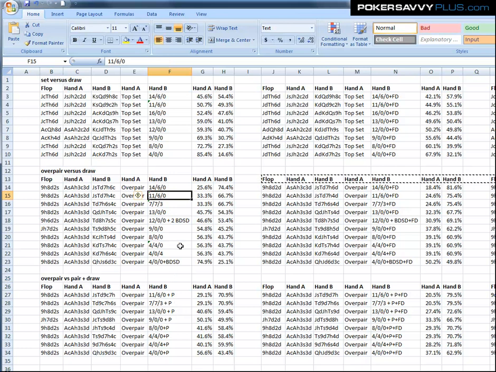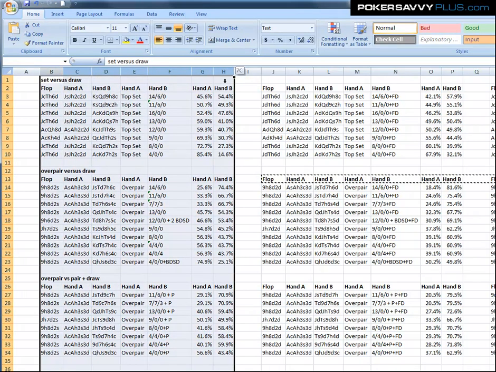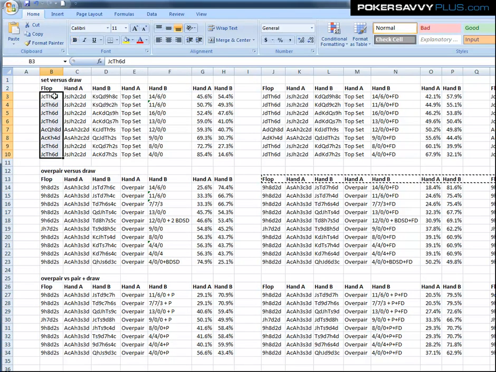extra equity. Moving rightward, the left column right here covers all of the rainbow matchups. If you look closely at the flops that are listed here, all of them are rainbow flops. In every case, hand A and hand B both have one of each suit. So there's no backdoor flush draws. There's no flush draws. It's just the raw set versus draw matchup.